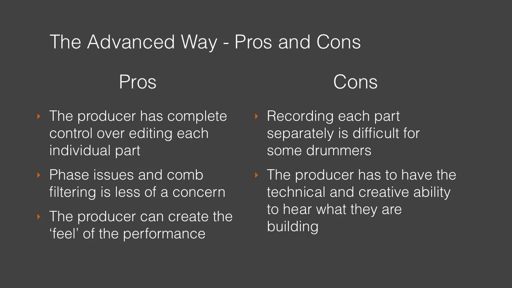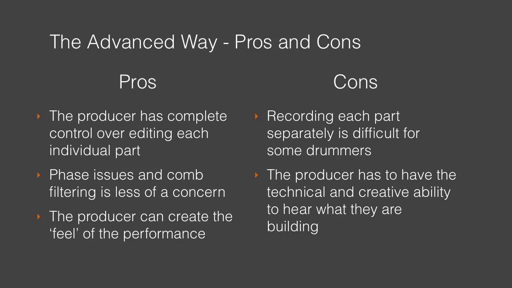Some of the pros and cons of the advanced way. The producer has complete control over editing each individual part. That's just because, when you record each drum in its own group, it has no bleed into the other microphones, so you can just move it wherever you want. The phase issues and the comb filtering is less of a concern because it is separate and you can move it separately. And the producer can create his own feel, so you can actually go in and swing beats a little bit and move things more freely.